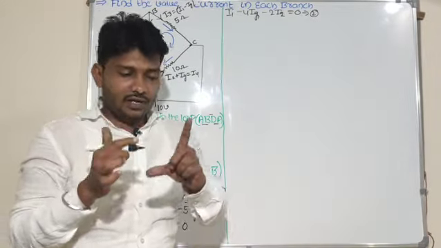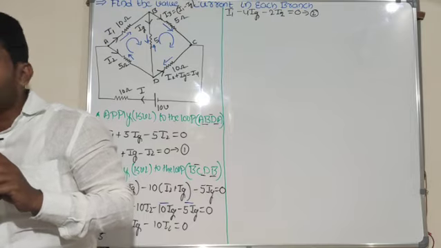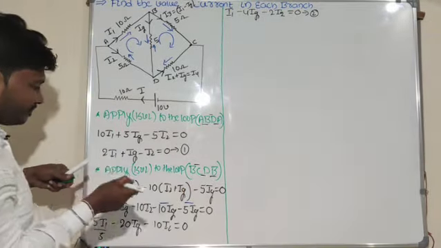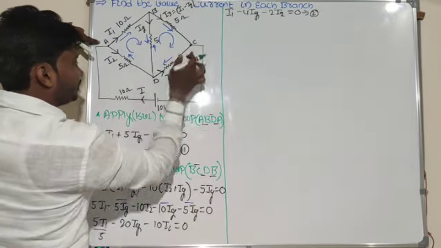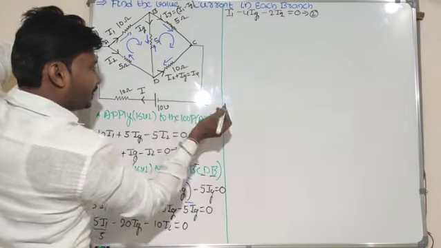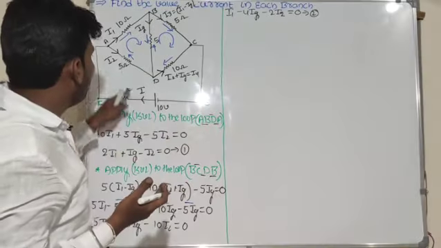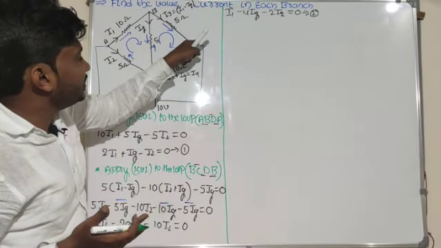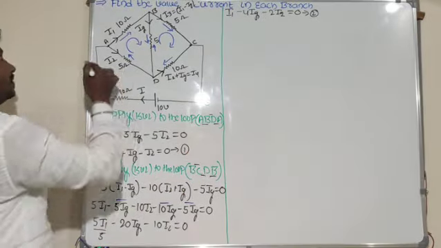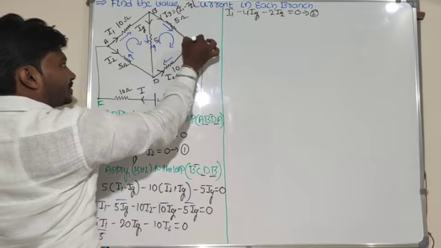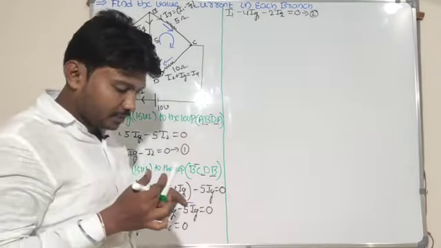Now focus here, I will take one more loop. What is the possibility of one more loop I can take now? Look here, you can take it both ways: A to D, D to C, C to E, E to F, F to A. Or in another way, leave this one: A to B, B to C, C to E, E to F, F to A. So this is also possible, one more loop.